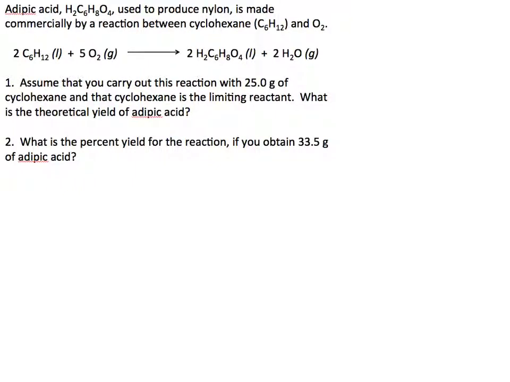Okay, this is practice problem 3.21. So, adipic acid is used to produce nylon, which is made commercially by a reaction between cyclohexane and oxygen. Okay, and you're given the balanced chemical equation.